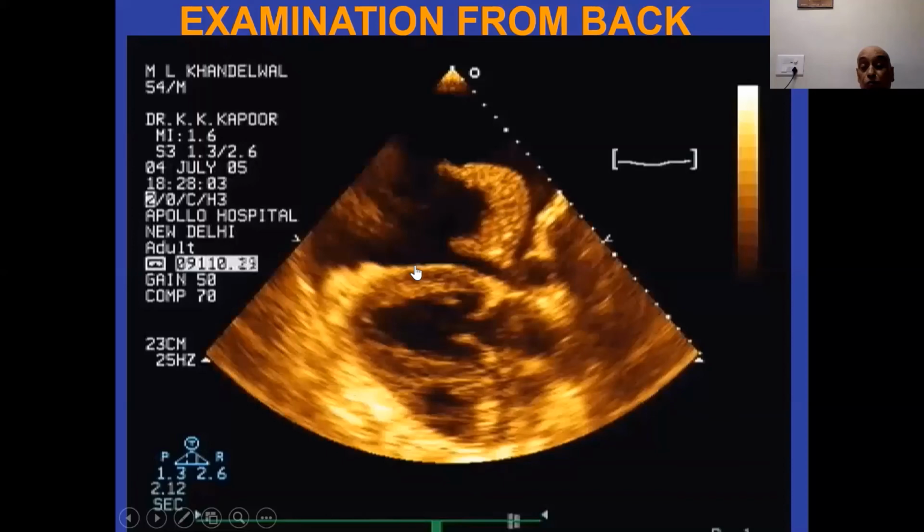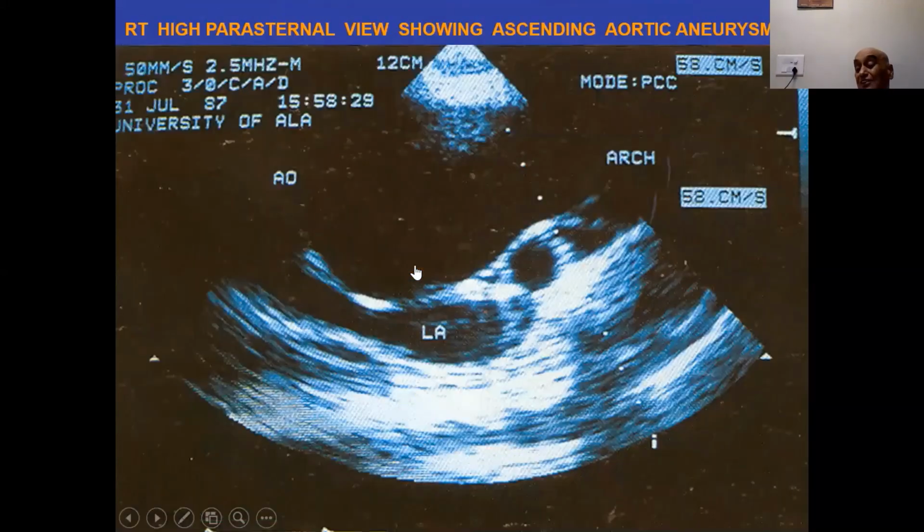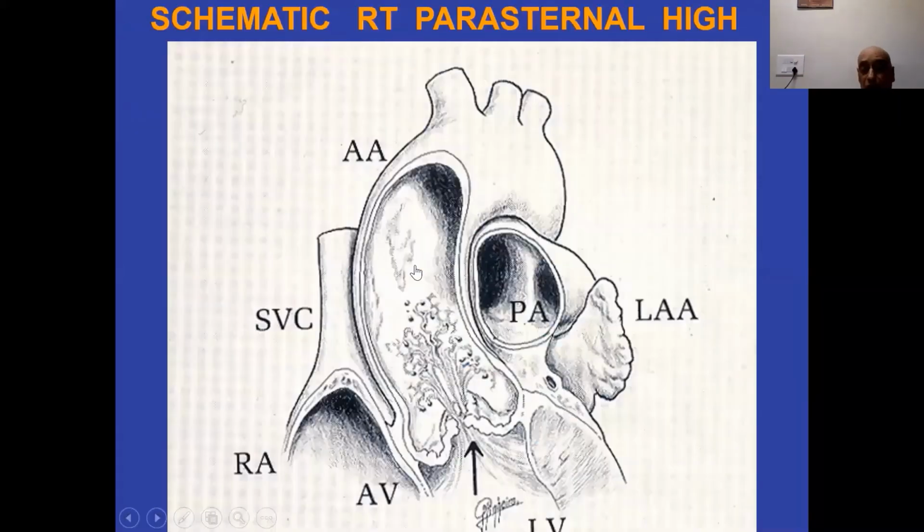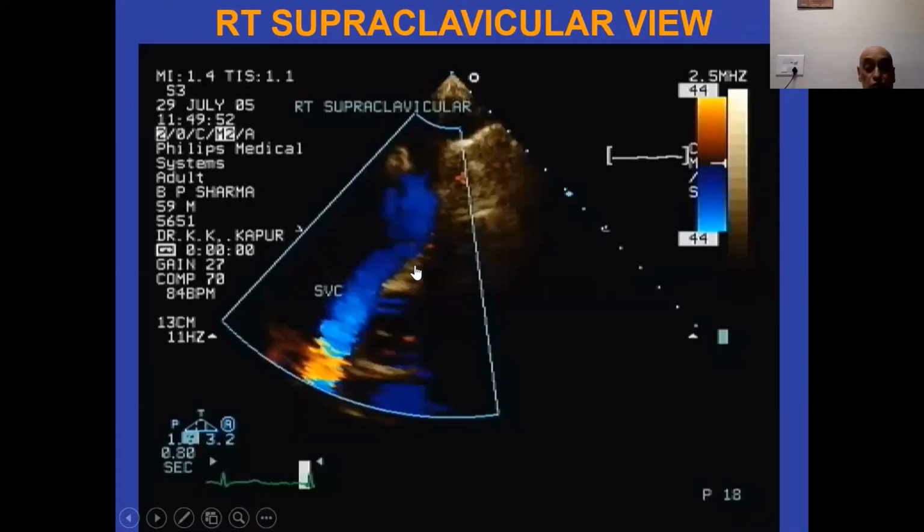I can show this particular view again. Yeah, this is the SVC view. So this is easily got. All you have to do is a little practice. You can put the probe index mark at the 1 o'clock position in the right supraclavicular position next to the suprasternal notch, so on the right side of the neck. So this is how you're going to get the SVC view.